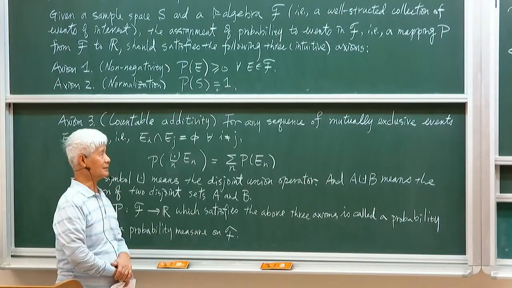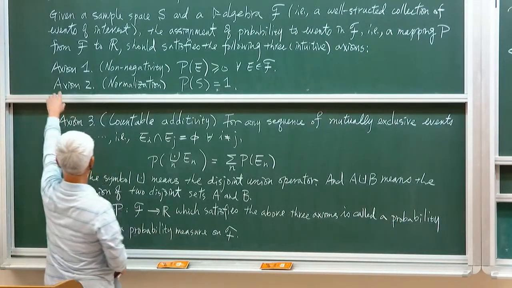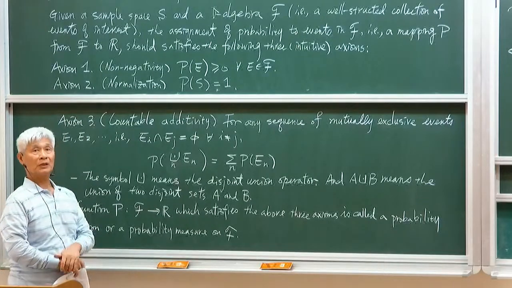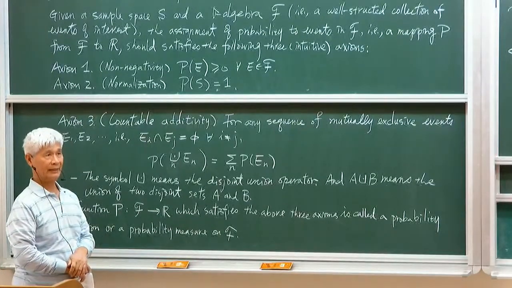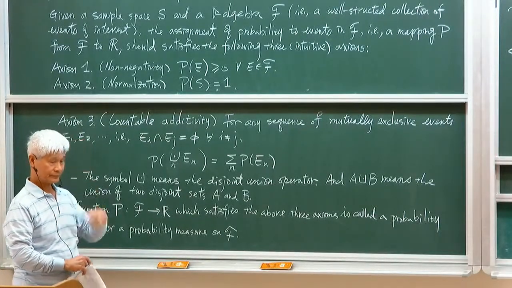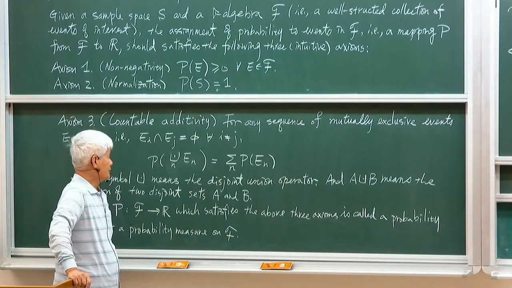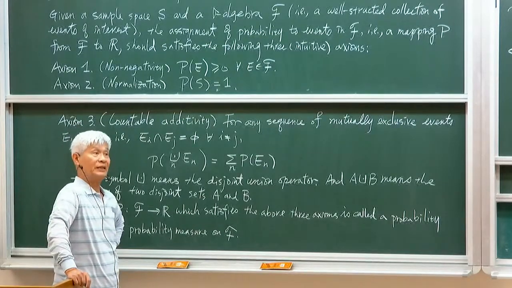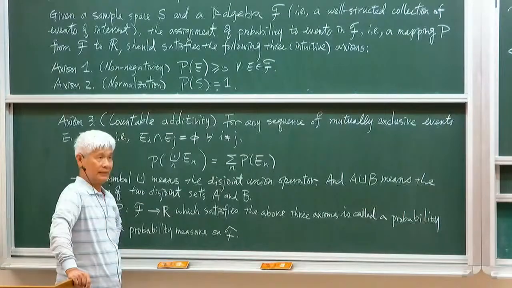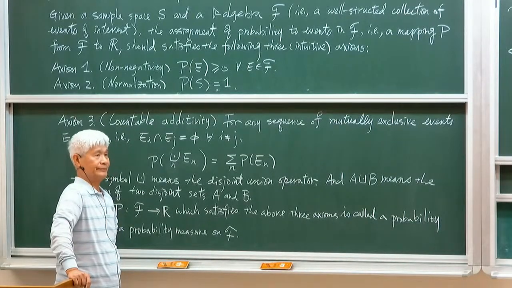Okay, sometimes challenging. But still, these three axioms are still a good choice, because for more than 100 years mathematicians have been satisfied with these three axioms. They think that this is a good choice.